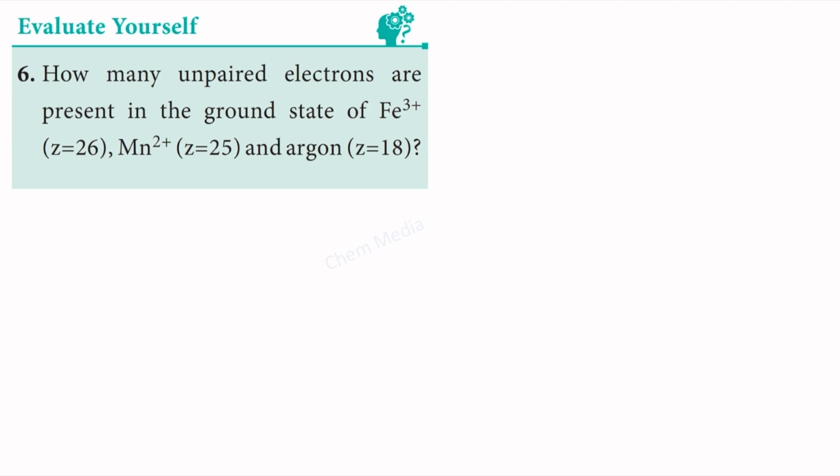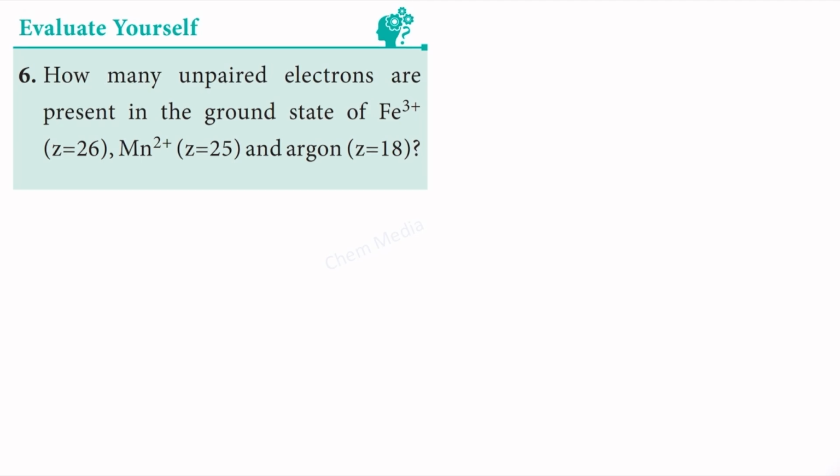Let's move to question number 6. How many unpaired electrons are present in the ground state of Fe3+, Mn2+ and argon? Atomic numbers are given in parenthesis. In a neutral element, the number of protons must be equal to the number of electrons.